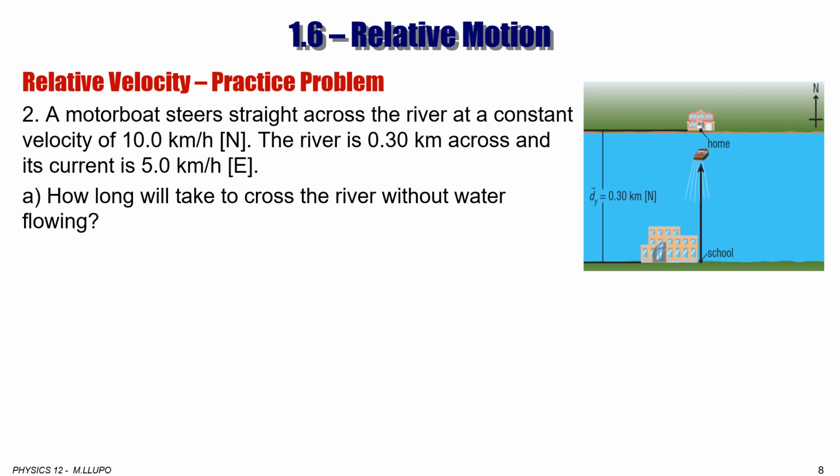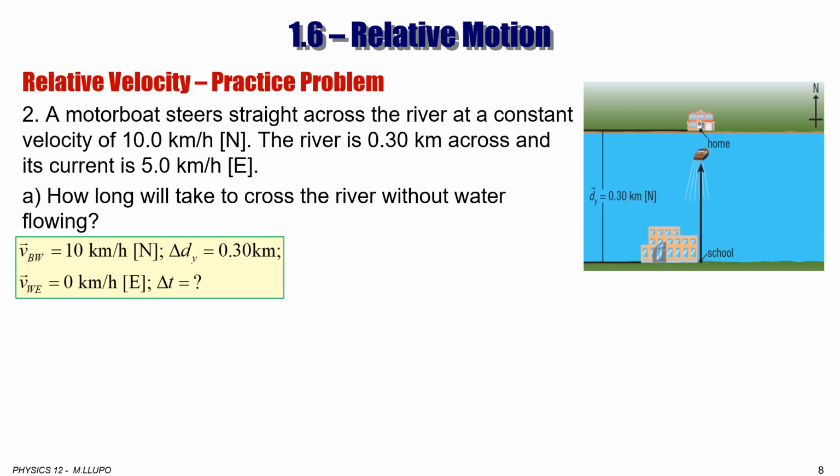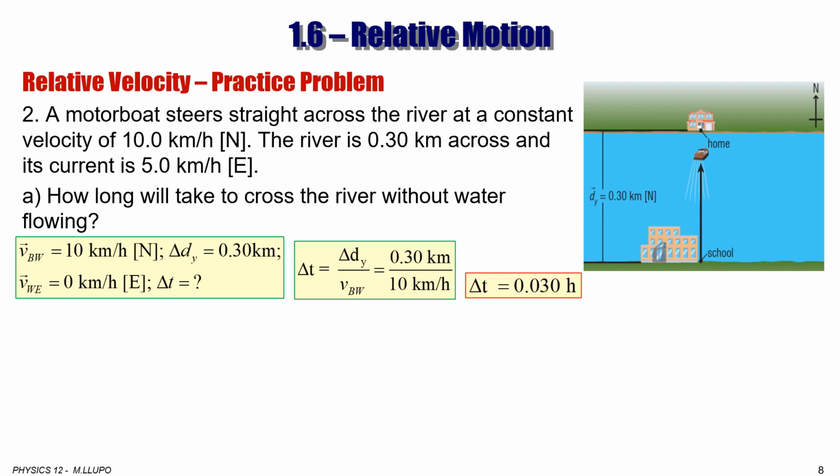Then it's going to be a constant motion. So what we have there is a velocity of boat relative to water is 10 kilometers per hour. Velocity of water relative to earth is 0. That means it's not moving. The distance across the river is 0.3 kilometers north, and time is required. So we can say time is equal to distance over speed or velocity. Since we know the direction, the displacement is toward north, and velocity is toward north. They both have the same direction, so it's a straight line. 0.3 kilometers divided by 10 kilometers per hour will give you 0.030 hour. You don't really need to convert it to seconds for now, because that's not the point. I want to make a point.